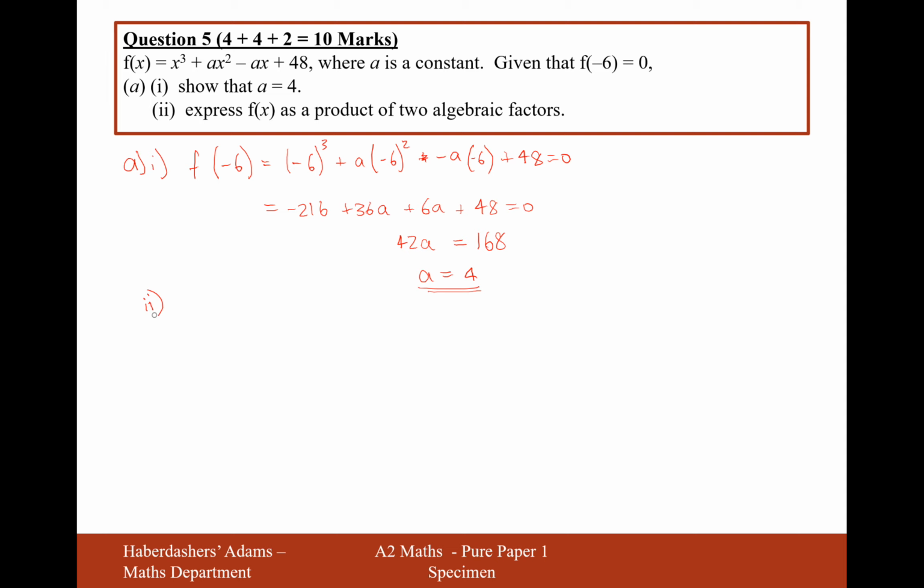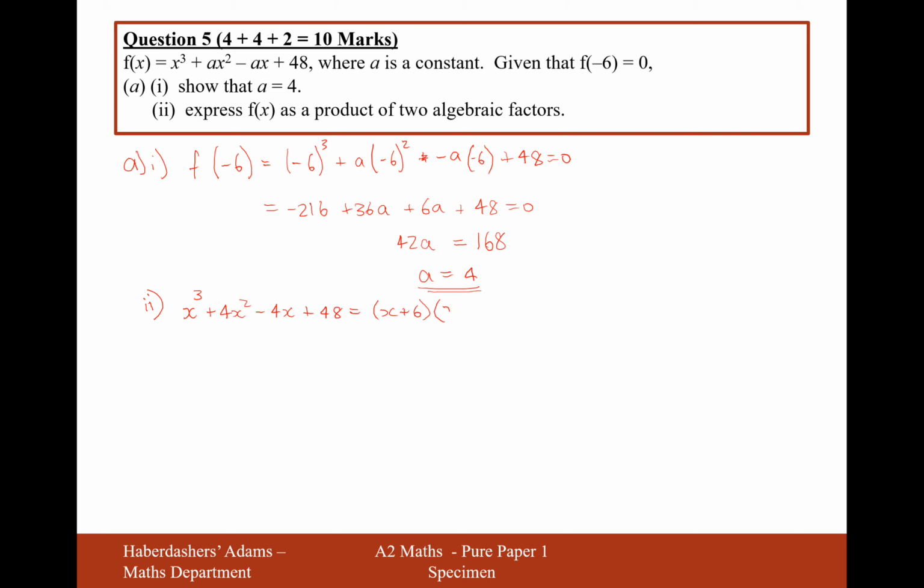Part 2 now: express f of x as the product of two algebraic factors. Well, if we know that minus 6 is a solution to this equation, then x plus 6 is a factor. So let's write it out. X cubed plus 4x squared minus 4x plus 48 is going to have a factor of x plus 6, and now we need to think about what this second algebraic factor is going to be. Well, let's just think about it. If I expand the brackets, I need to get this expression on the left.